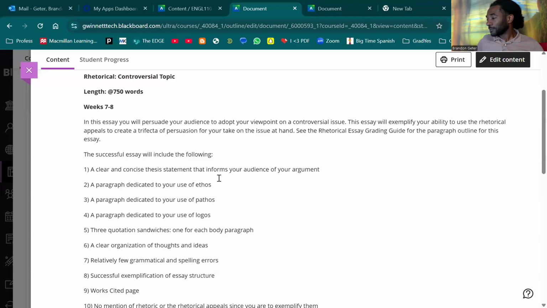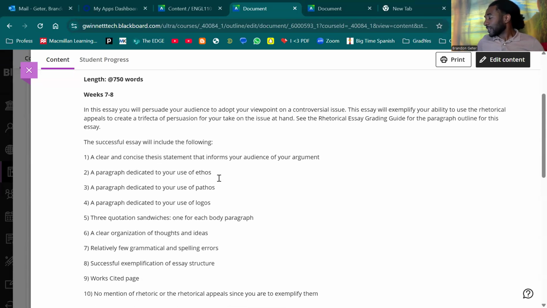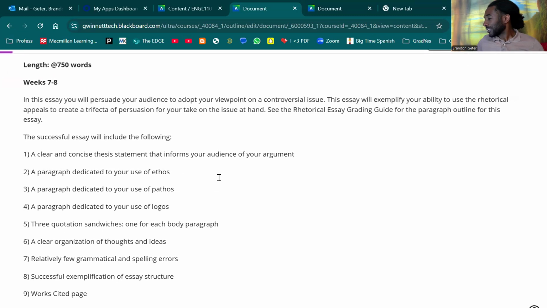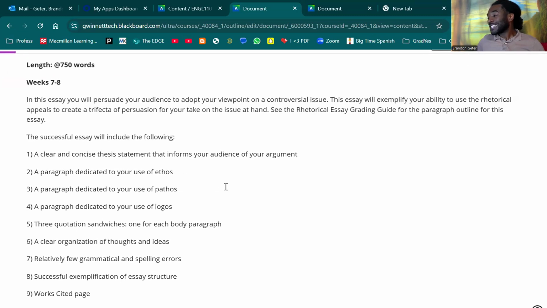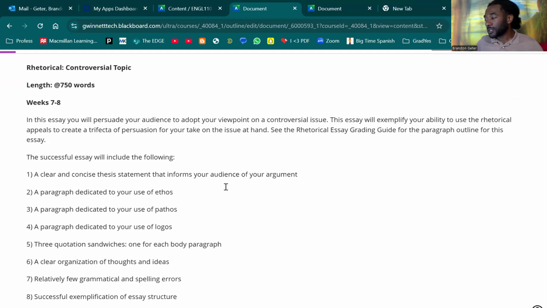Boom, here we are. The rhetorical essay. Let me see if I can zoom in on this. Okay, there we are. It says, in this essay, you will persuade your audience to adopt your viewpoint on a controversial issue. This essay will exemplify your ability to use the rhetorical appeals to create a trifecta of persuasion for your take on the issue at hand.